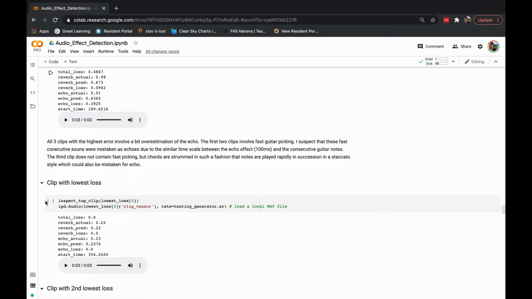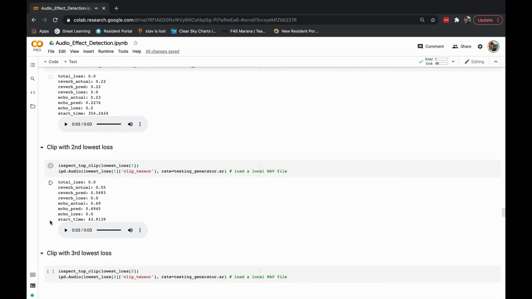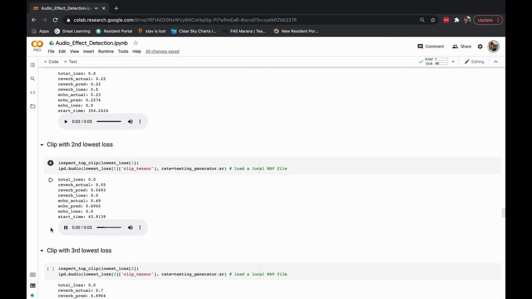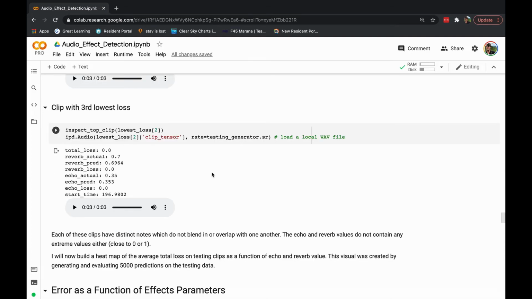Now let's look at those with the lowest loss. Each of these clips have mid-range parameters and contain distinct notes which do not blend in or overlap with one another. This isolation likely made it easier to identify the relevant patterns.